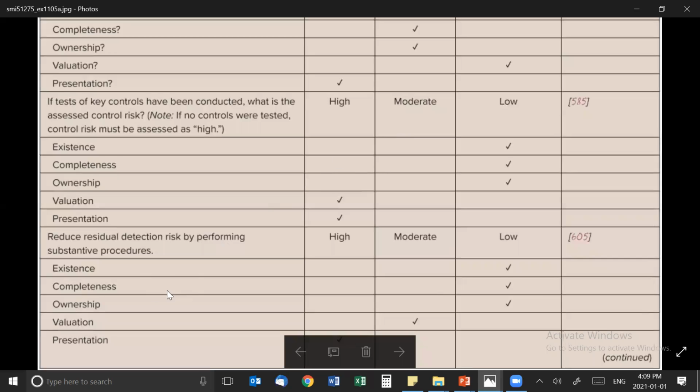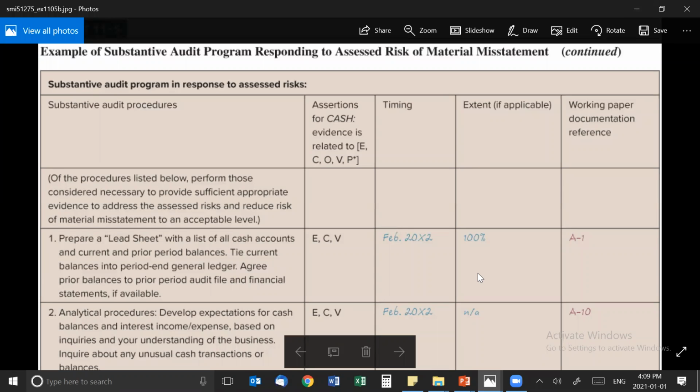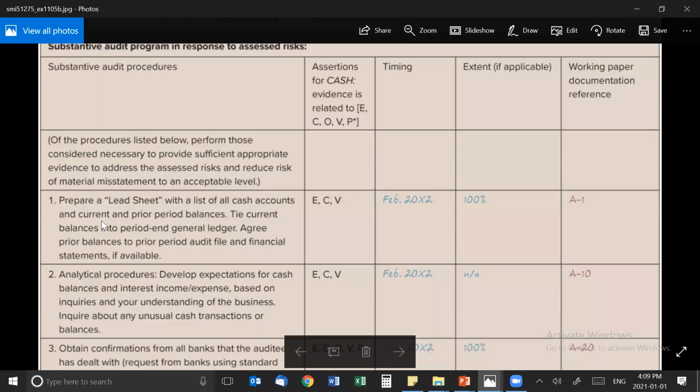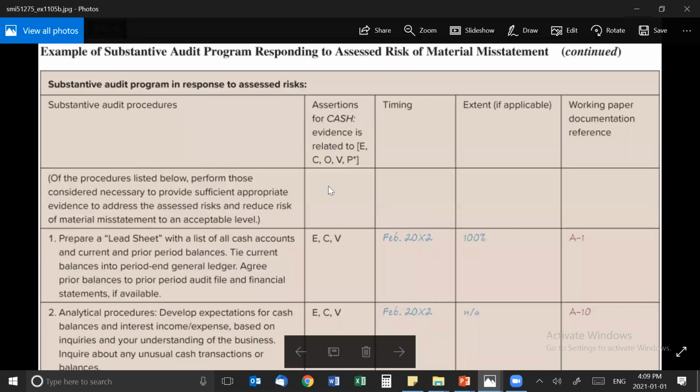And we're reducing detection risk by performing substantive procedures on all of these assertions. So let me just continue showing you the rest of this. Okay. Then you start doing the substantive procedures. So there's a list of procedures, and you would do the procedures that are necessary for your audit to provide sufficient evidence to reduce the risk of material misstatement. Okay, so you would show what are the assertions related to the audit procedure.